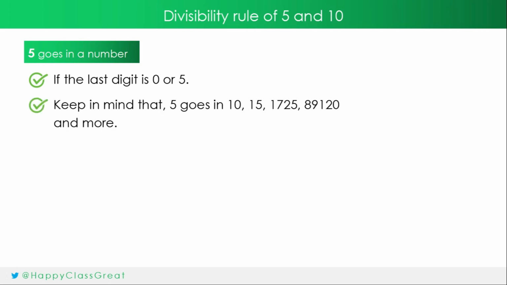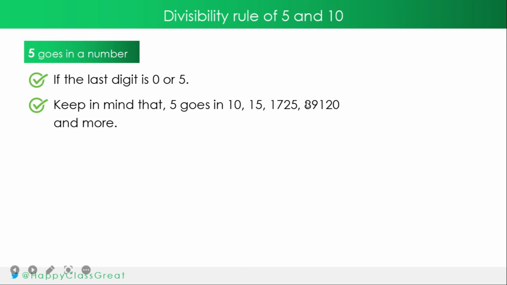Keep in mind that 5 goes into 10, 15, 1725, because 1725 has 5 as the last digit. You understand? And 89,120 has 0 at the back here. That means 5 can go in, and you also know that 2 can go into 89,120 without remainder, because it ends with 0. You understand? So keep that in mind, and there are more numbers like that.